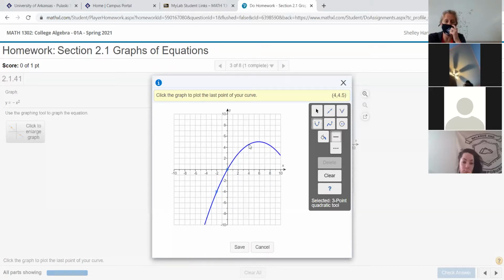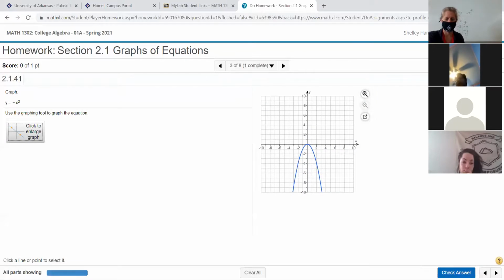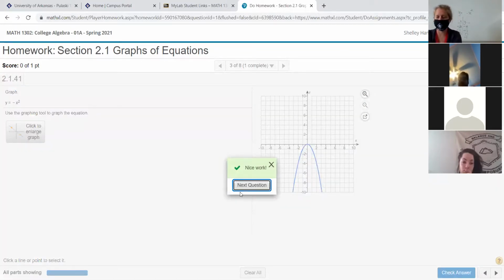So it wants me, again in the yellow blocks, to click the graph to plot the last point of your curve. So just pick another point. I'll just pick -1, -1. So -1, -1, which is where I am. That's the same thing that looks like in your graphing calculator, right? So I'm pretty confident. -1, -1. There's your upside down U. Save it. Check it. Okay?